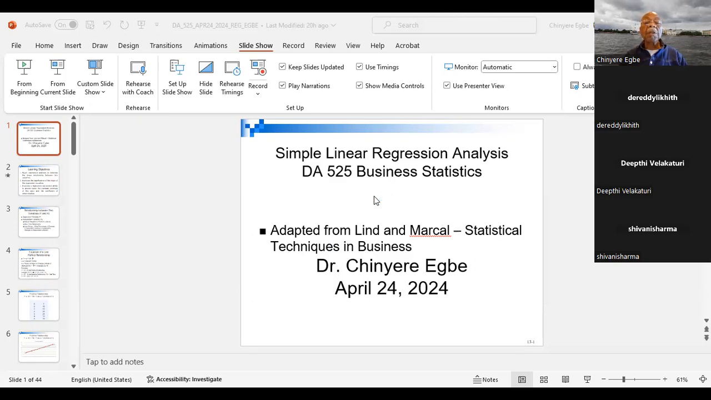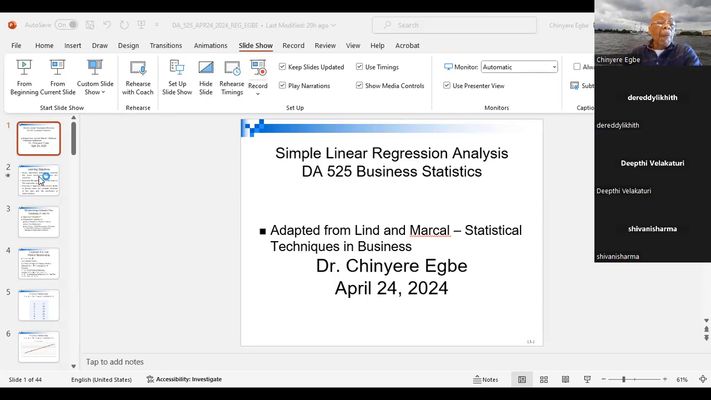And in simple linear regression, you are assuming that there is a linear relationship between two variables. So this is why I call it simple. We're looking at just two variables for now. Next week, we're going to look at multiple variables. So we assume there's a linear relationship, not a nonlinear relationship, between two variables. One of the variables is called the dependent variable, and the other variable is called the independent variable.